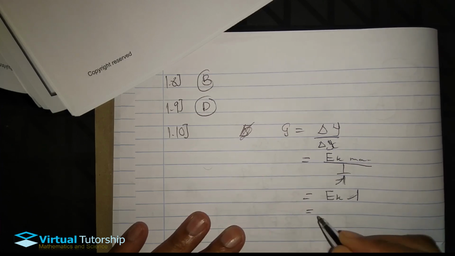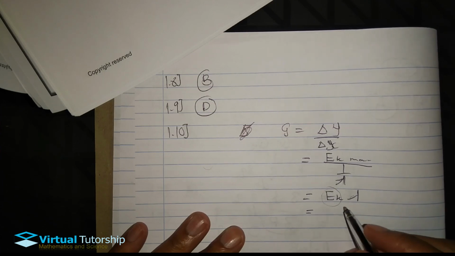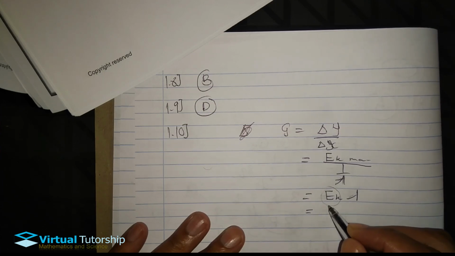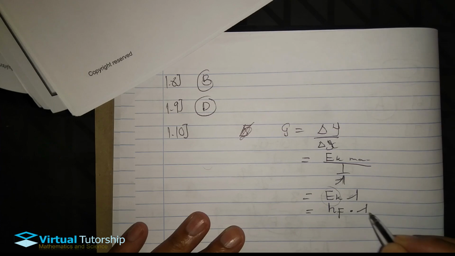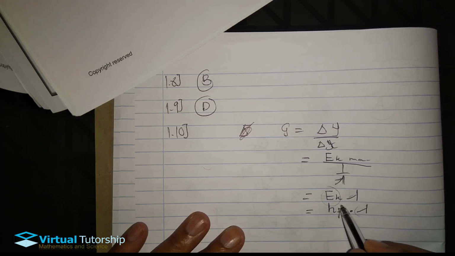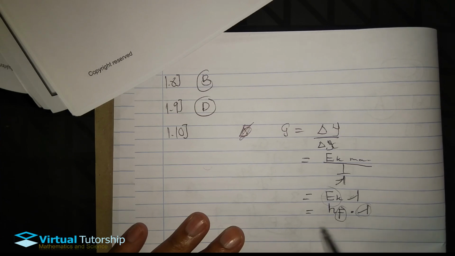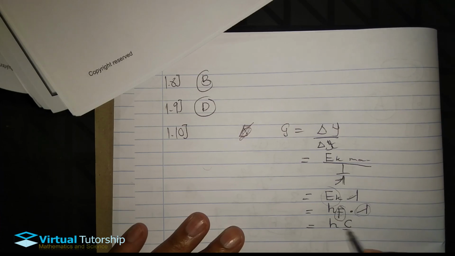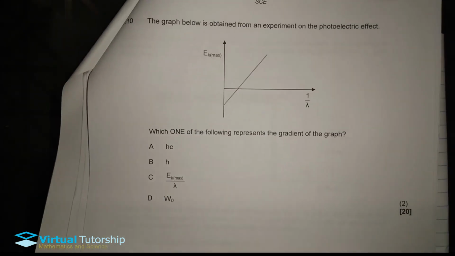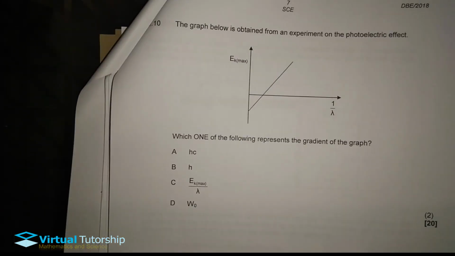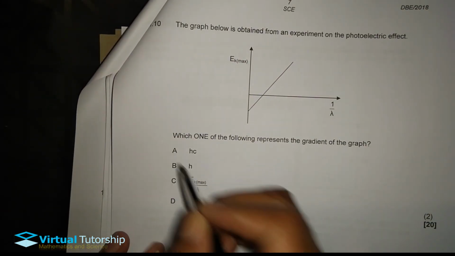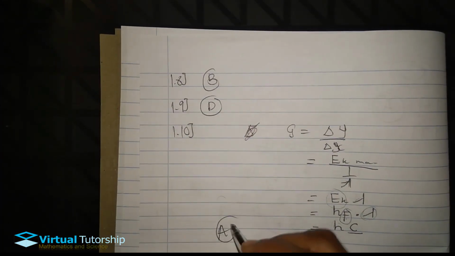Using the formula for energy in the photoelectric effect, it is h times frequency. So now times lambda again. Frequency times lambda, or wavelength, is equal to the speed of light. So it means the gradient is actually h times c. So our answer for 1.10 is A.